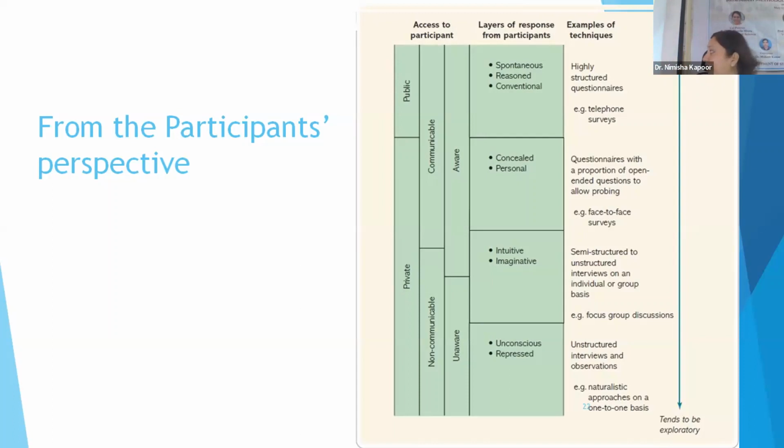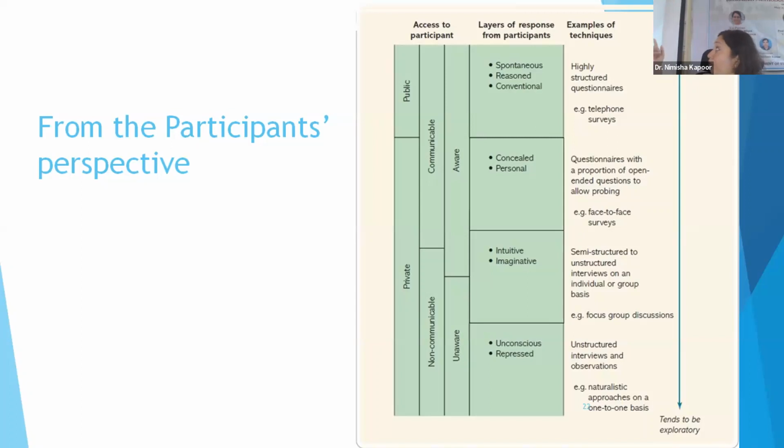The next layer would be aware and unaware. A lot of information about you, you as an individual, you are aware about. It might be public, it might be private, it might be communicable or non-communicable, but you are aware about it. Some information you might not be aware about. You never thought about it. I'll give you examples to talk about it. And on these three parameters, there can be four layers that can be constructed.